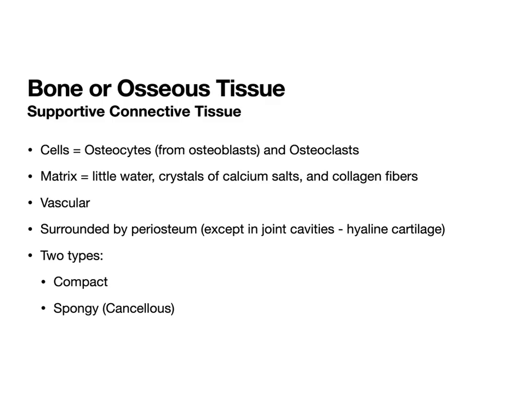So the bones are actually very vascular. We have a good blood supply in our bones. It's surrounded by our periosteum, except in our joint cavities, where it has the hyaline cartilage. And there are two different types: we have compact bone and we have spongy bone.